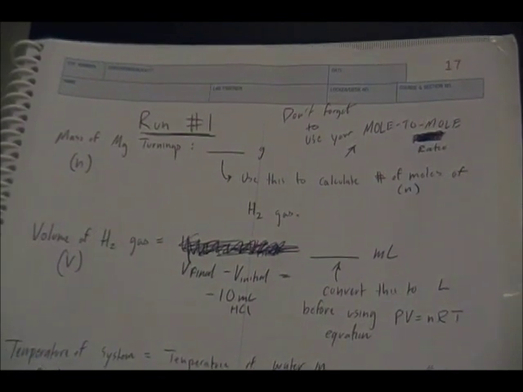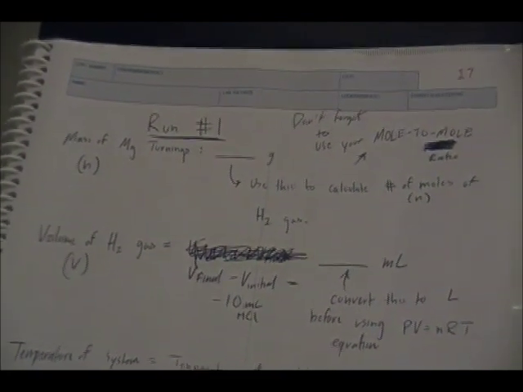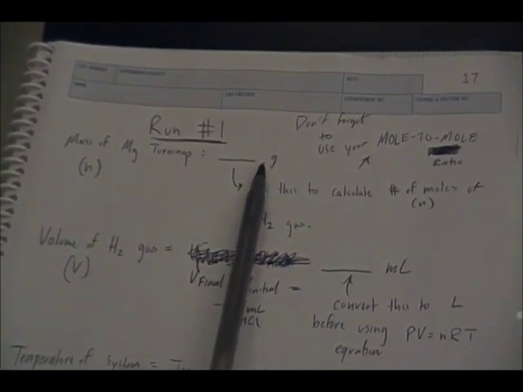Your lab journal should look somewhat like this, and as a quick recap, we'll walk through everything that we should have paid attention to in this lab. The mass of magnesium turnings will be labeled right here in grams, and we're going to use stoichiometry to convert that into moles of hydrogen gas, and that'll be used for the N value in your Pivner equation.